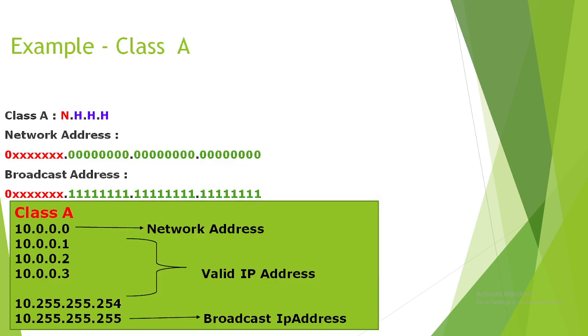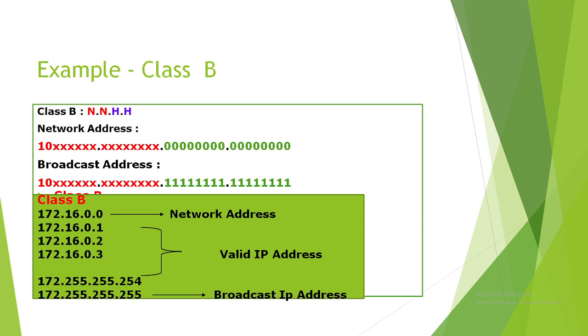This is the example for class A. One network, three hosts. The network ID has zeros in the host portion, and the broadcast ID has all ones. Between these are the valid IP addresses, from 10.0.0.1 to 10.255.255.254.